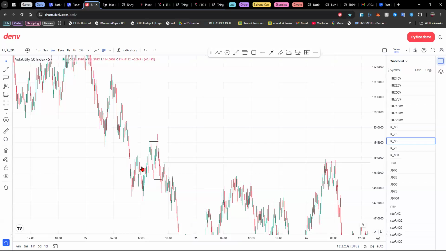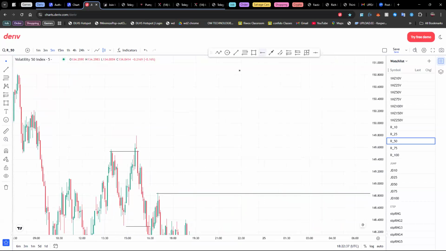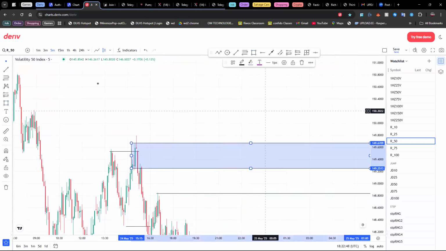So this is a sell example, so it's a supply zone we select. A supply zone is basically your last green candle before a massive bearish move. In this case, this green candle is our supply zone. So we draw it out.